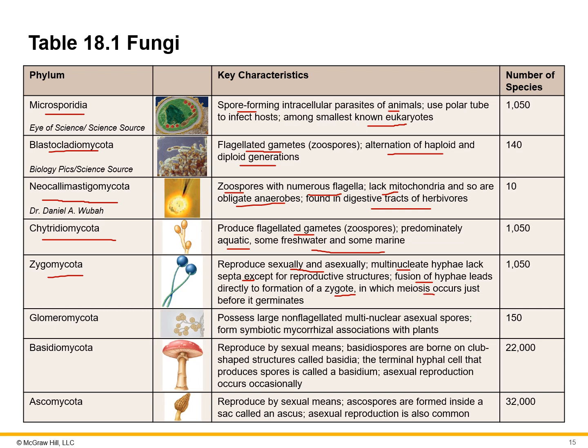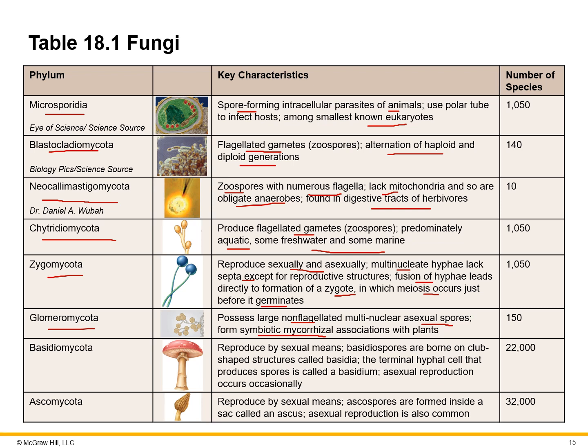So those in which the meiosis occurs just before it germinates. Then the Glomeromycota, these have large non-flagellated multinuclear asexual spores. This is from symbiotic mycorrhizal associations. We'll come back and talk about what those are, but they interact with different plants to form these mycorrhiza, and they both benefit each other. So this is involved though and helps with their reproduction.